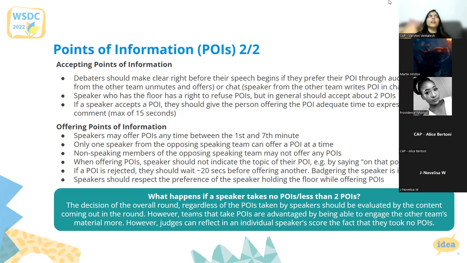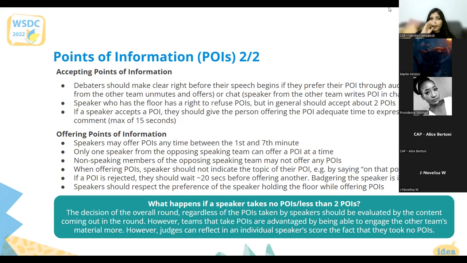So if you are giving someone a 71 and you realize they didn't take a point of information, you can bump them down by 0.5 point. However, the overall decision should not be swayed by your cutting of that 0.5 point if that team is winning regardless of that speaker taking a POI or not. And therefore, you judge the overall round with the content that has come out, but you factor in the quality of POIs, whether POIs were taken and POI responses in individual speakers' scores after the decision has already been made, if that makes sense.